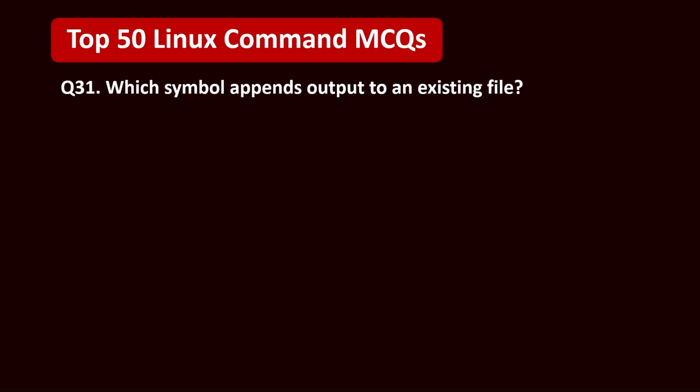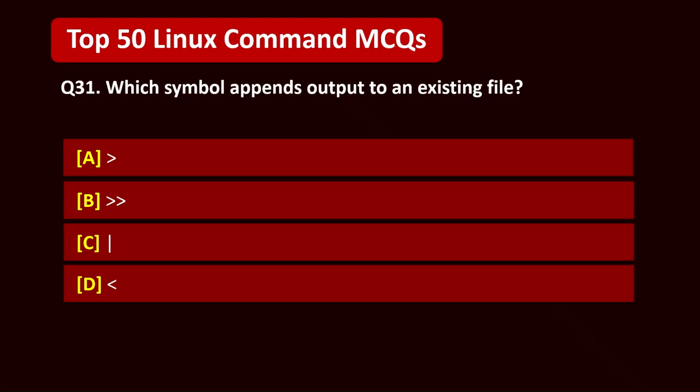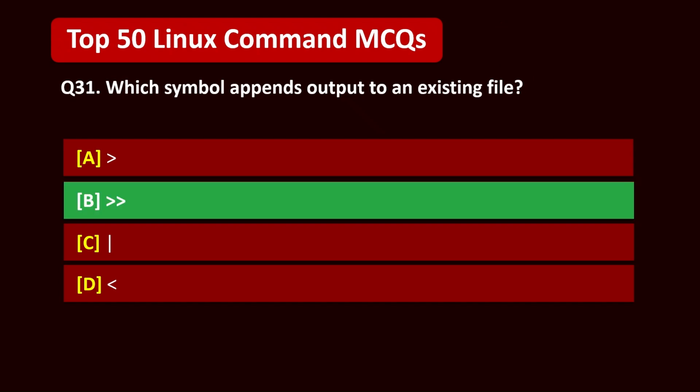Question 31. Which symbol appends output to an existing file? A, greater than, B, bitwise right shift, C, bitwise or, D, less than. 5, 4, 3, 2, 1. Correct answer is B, bitwise right shift.